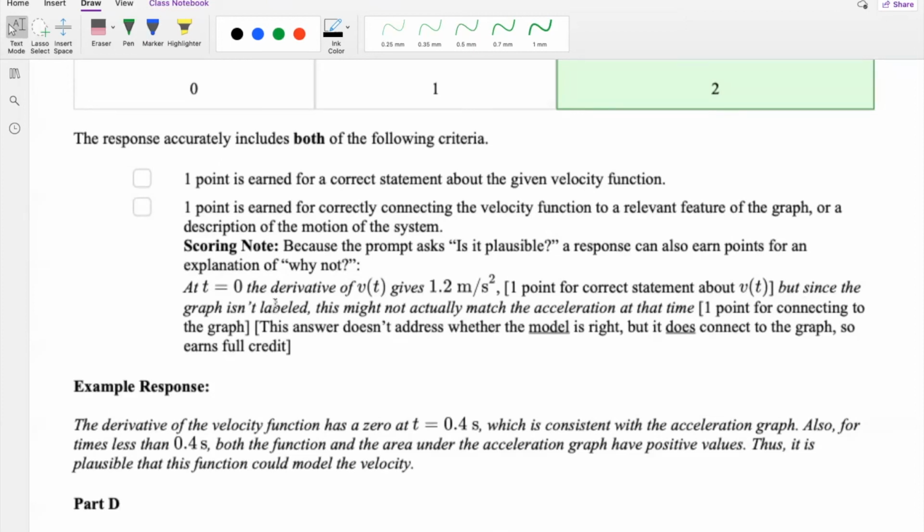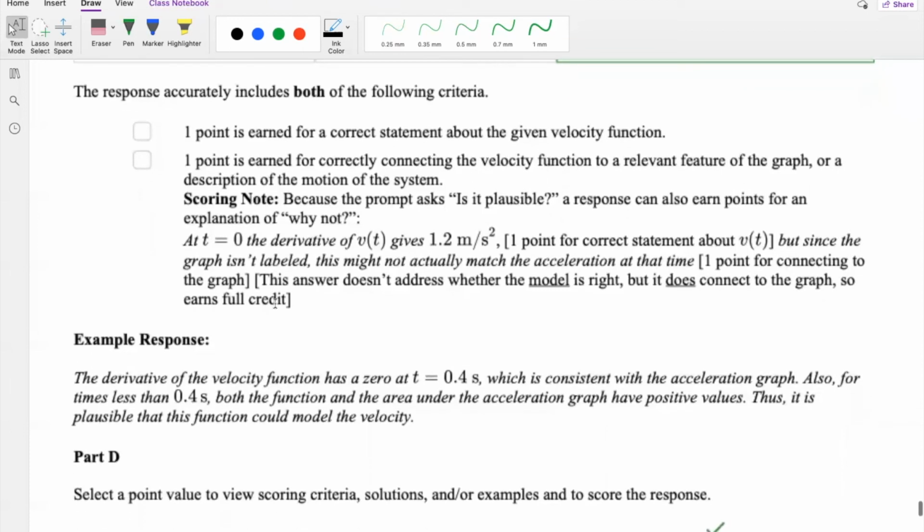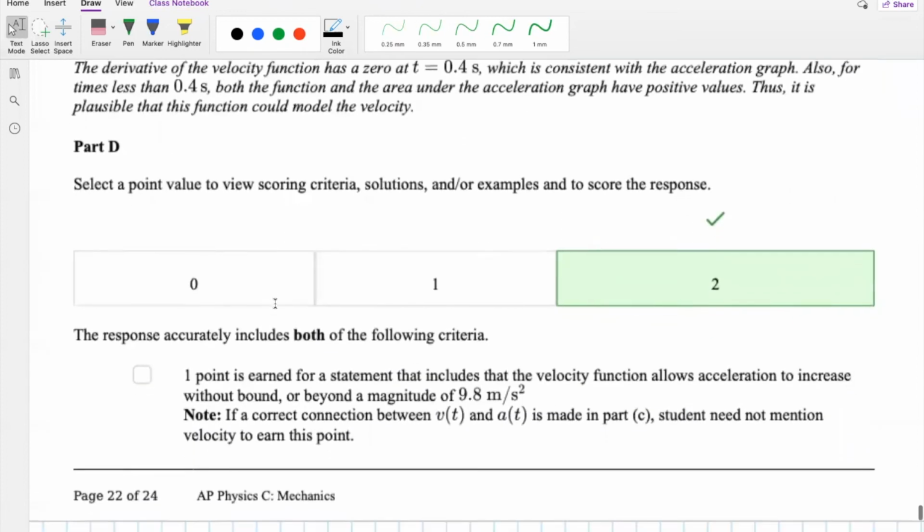Connecting the graph, the answer doesn't address whether the model is right, but it does connect to the graph, so it earns full credit. So we could say the derivative of the velocity has a 0 at t equals 0.4 seconds, which is consistent with the acceleration graph. Also, for times less than 0.4 seconds, both the function and the area under the graph have positive values. Thus, it is plausible that this function could model the velocity. So there we go. All right.